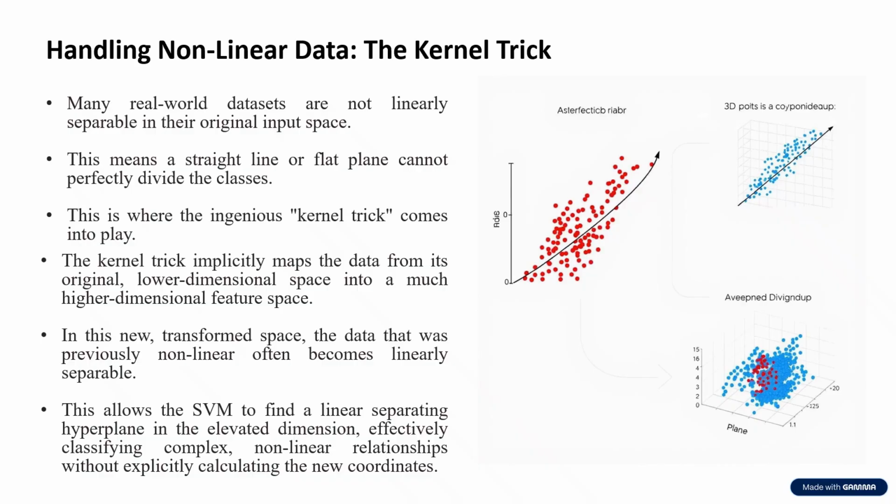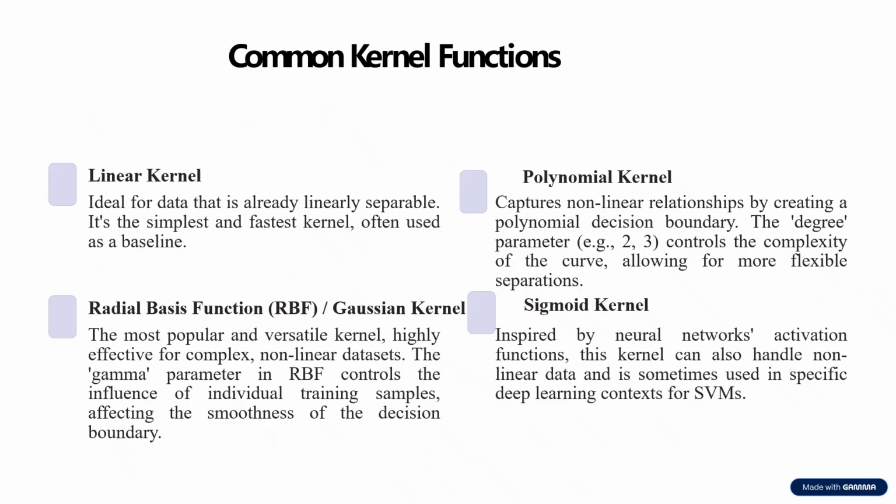This is how I'm going to make it from a low dimension to a higher dimension, 2D to 3D, like that. That is called the kernel trick, especially where we are calculating new coordinates. So, common kernel functions: there are different kernel functions that we use. One is the linear kernel, radial basis function, polynomial kernel, and sigmoid kernel.